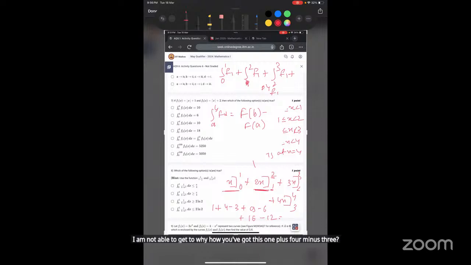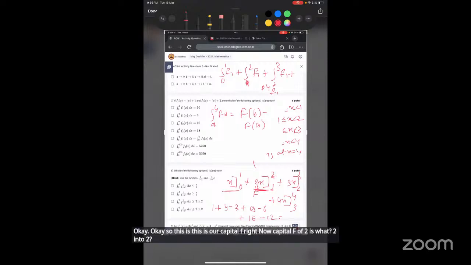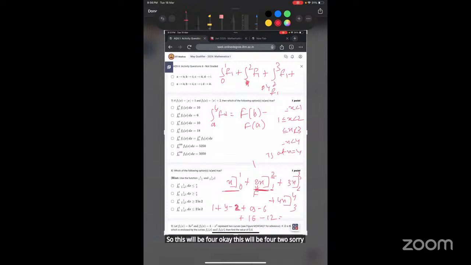I understood the formula, but how did you substitute? This is our capital F, right? Correct. Now capital F of 2 is what? 2 into 2, so this will be 4. Plus this will be 2x. But how did we get x plus 2x plus 3x? Because of the 2x plus 3x. This one? F2, we are calculating.